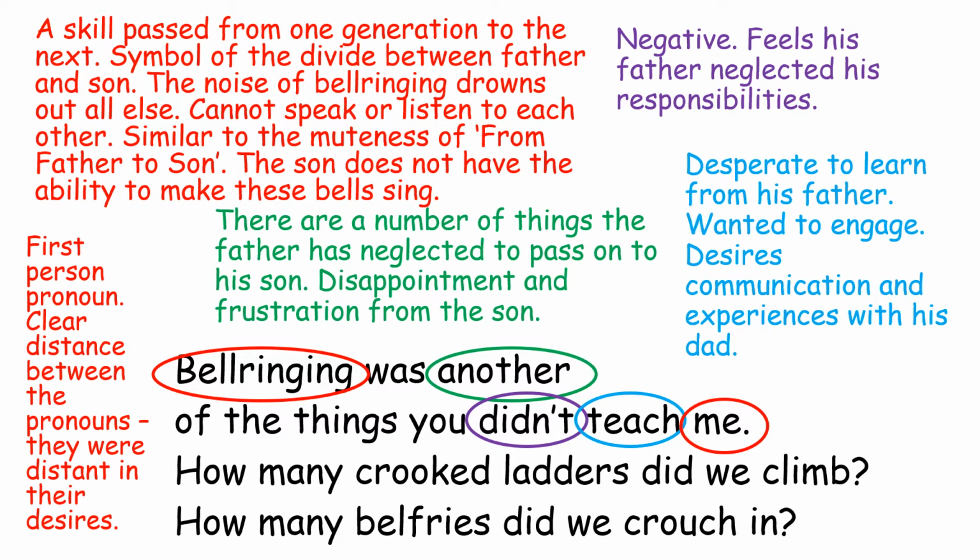This reminds me of From Father to Son. In the title From Father to Son, the prepositions from and to show a clear distance between these two figures. Here, the words you and me are deliberately kept separated, showing that they were never able to form a close relationship.